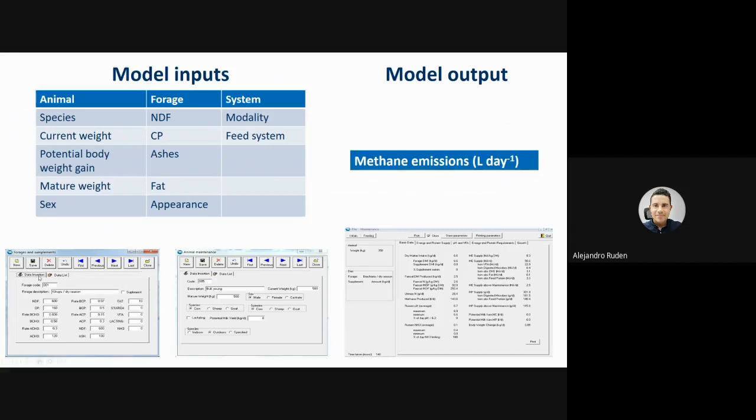What we see here is how the model works and the different fractions that it uses to calculate the methane emissions, in this part here by animal. So it can give us some tools to calculate the beneficial response from different forage use in different systems of livestock production.